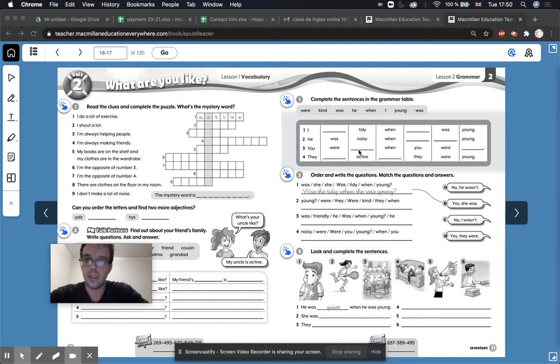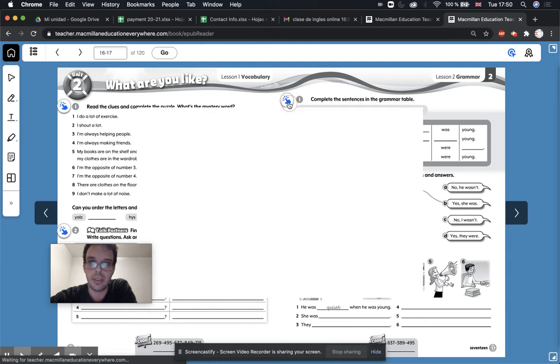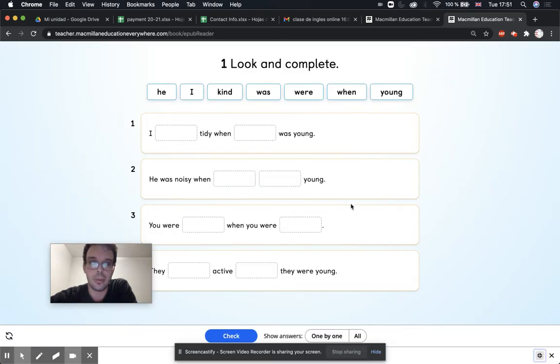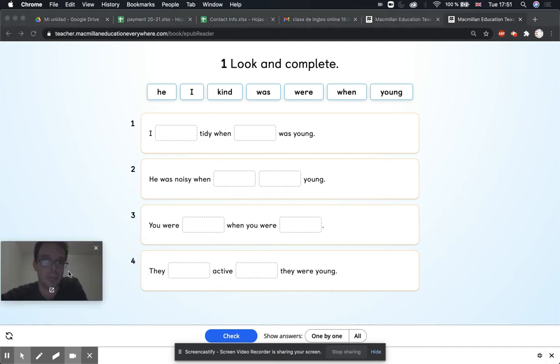So, okay, we have the page. All right, let's do the exercises. First exercise, we have to complete the table using the words in the box. Let's do this all together. Let's have a look. Okay, so you can write the answers in your book. Puedes escribir las respuestas en el libro mientras que estamos haciendo.